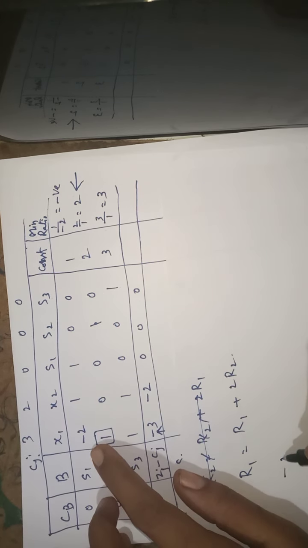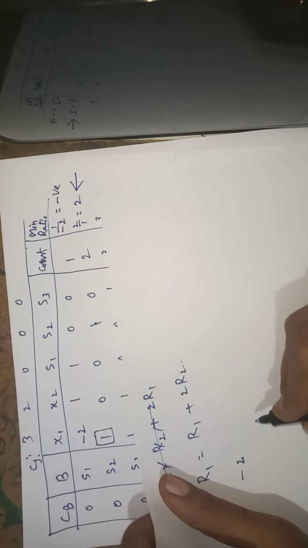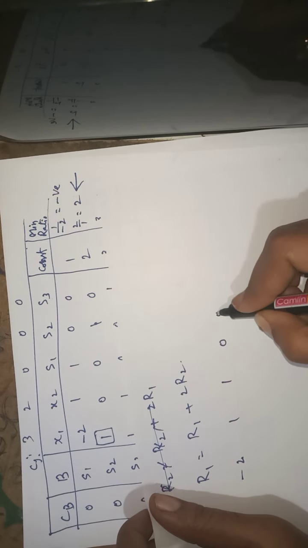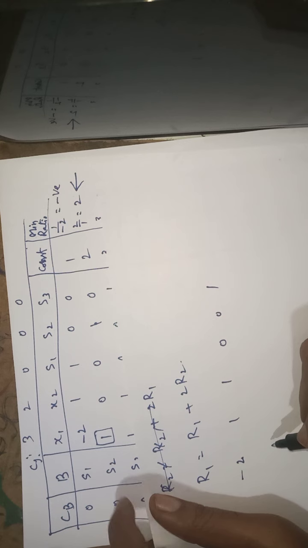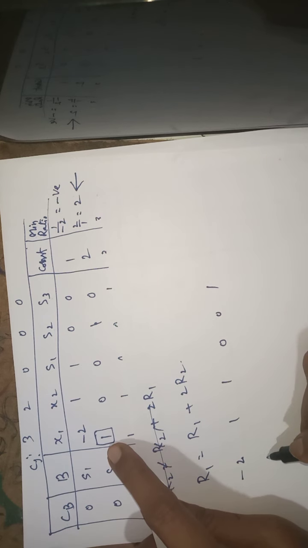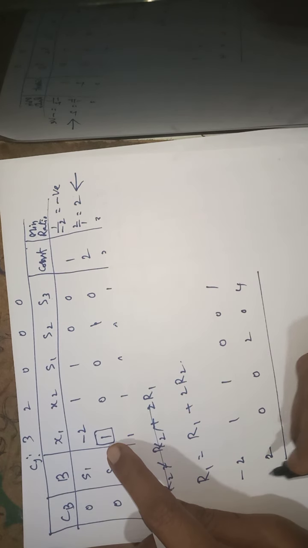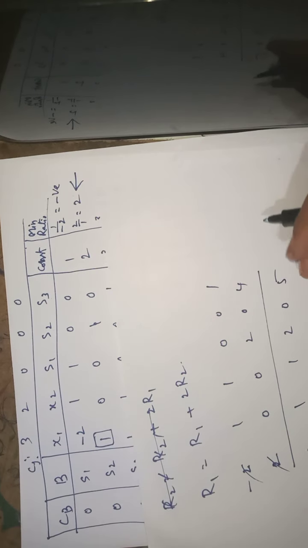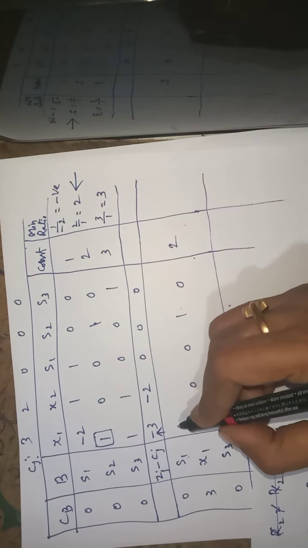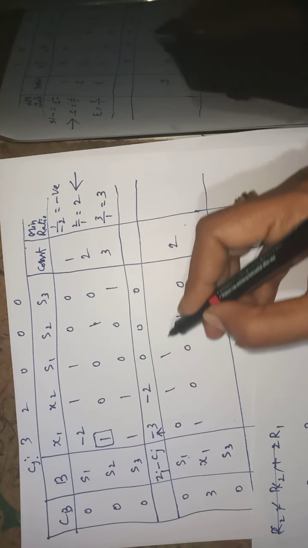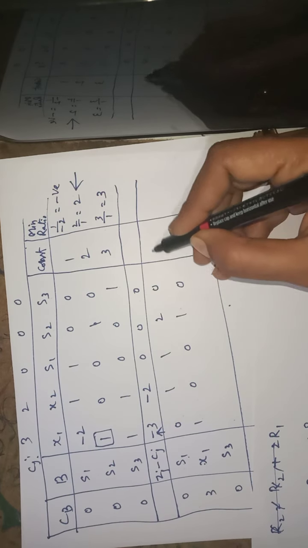What is our R1? -2 1 1 0 0 1. 2R2 is 2 0 0 2 0 4. Adding, plus 2 minus 2 gets 0 1 1 2 0 5. Now what I have got? 0 1 1 2 0 5.